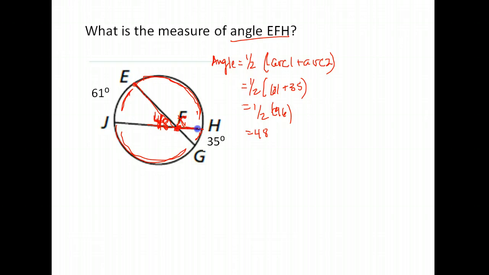Now notice together the angle I need and the one I just found form a straight line. So together they should be 180. If I take 180 minus the 48 degrees that I just found, it will tell me what's left for my angle that I actually wanted. And I get 132 degrees. So the measure of angle EFH is 132 degrees.